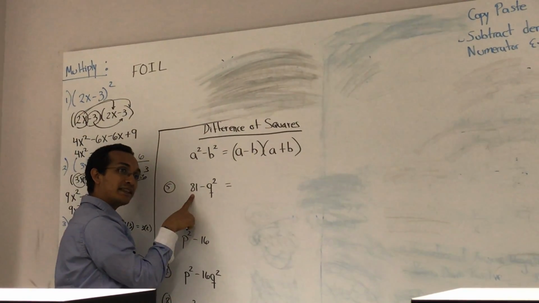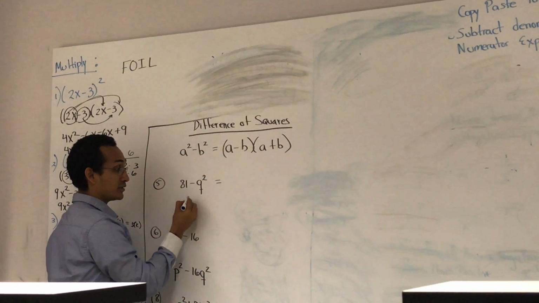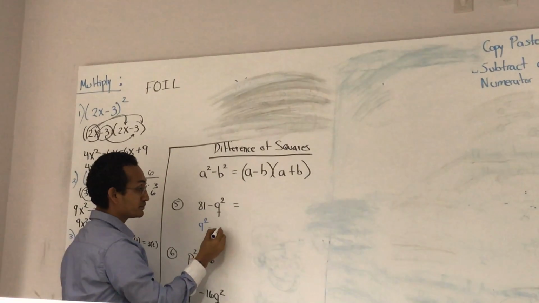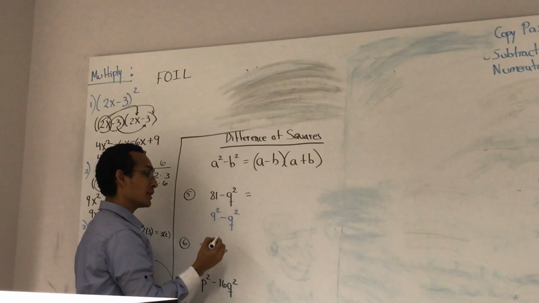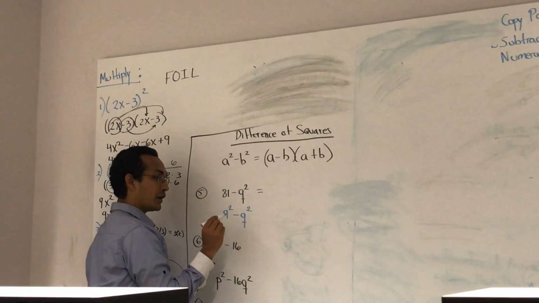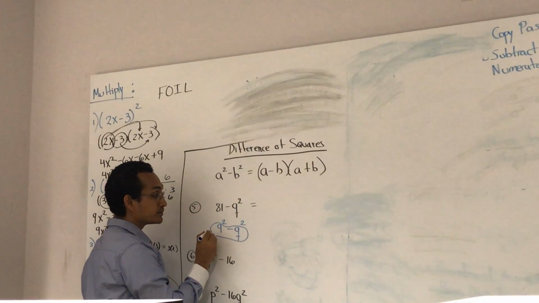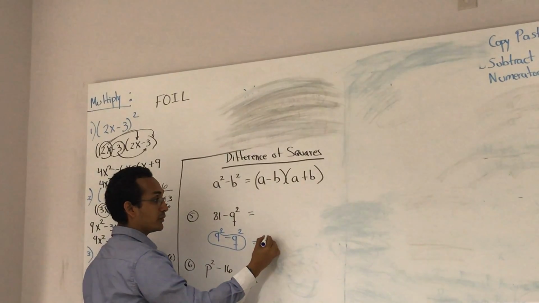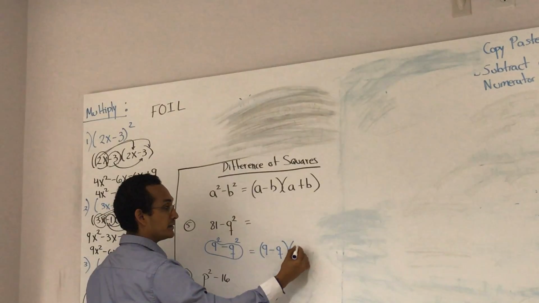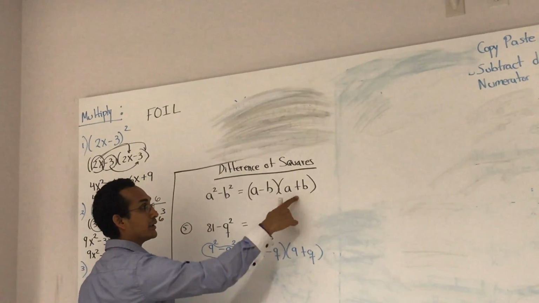So let's see, is 81 a square? Yes, 9 squared. Is q squared a square? Yes, q squared. So how do I get my answer? Well, you need to do the following. This is a trick: you circle everything under the 2, and that's going to be one answer, 9 minus q, and 9 plus q. One's going to be negative, and the other one's going to be positive.